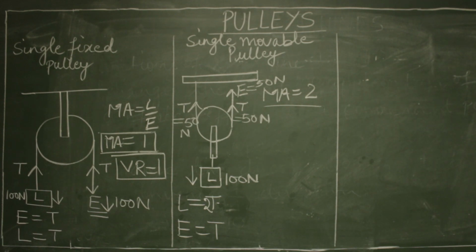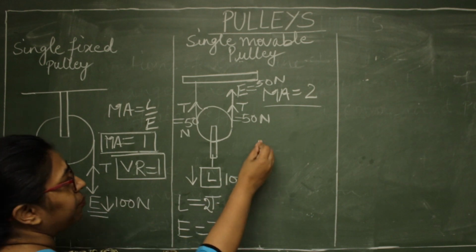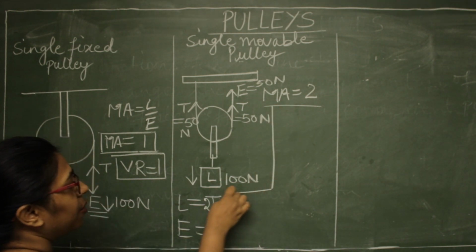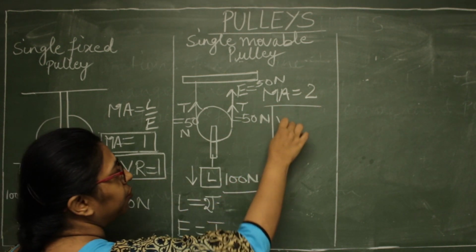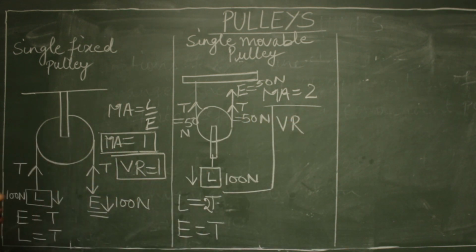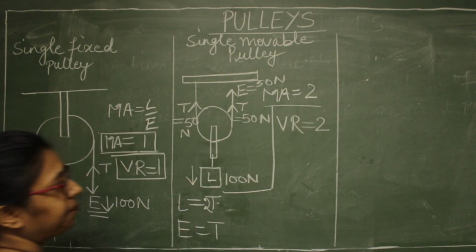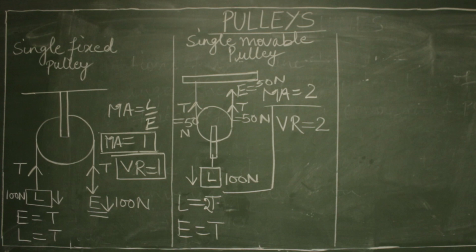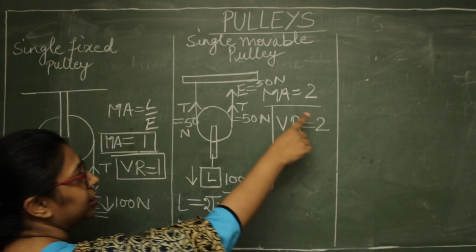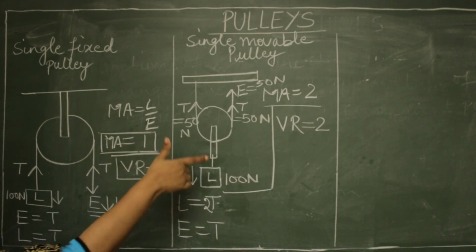This is one thing. Now comes the next important point related to velocity ratio. The value of velocity ratio and mechanical advantage are the same in the ideal situation. That means velocity ratio is also 2. Now you must understand the term velocity ratio with respect to both the pulleys.